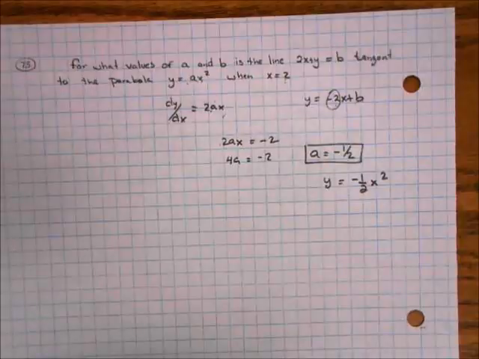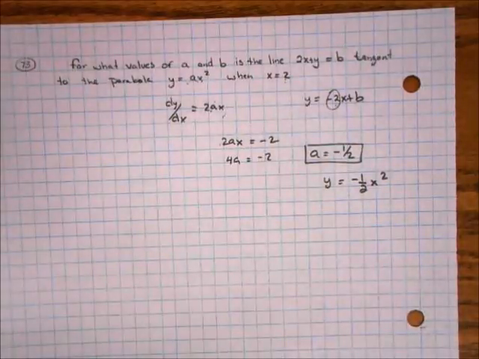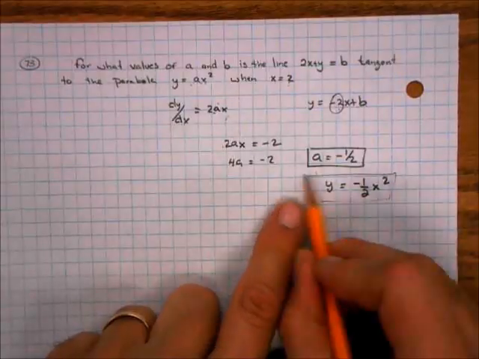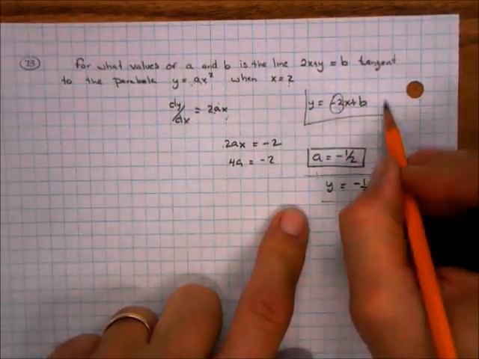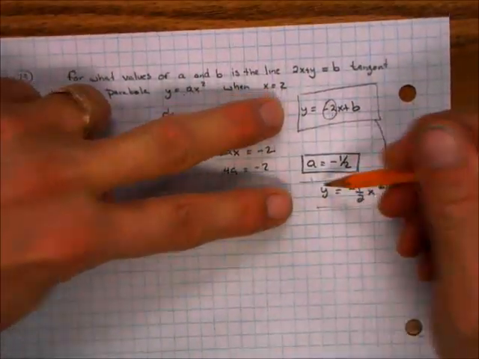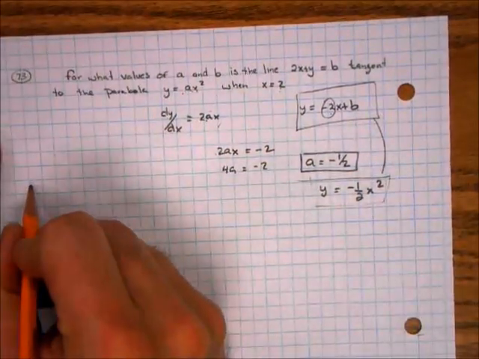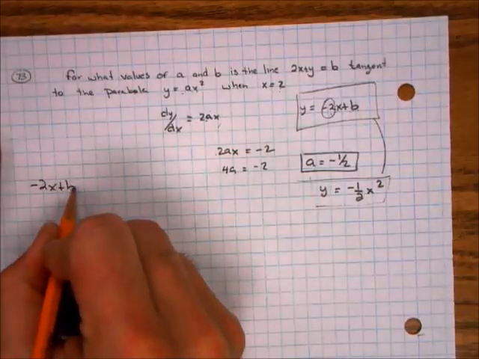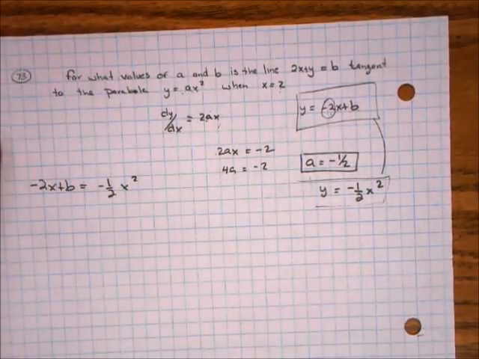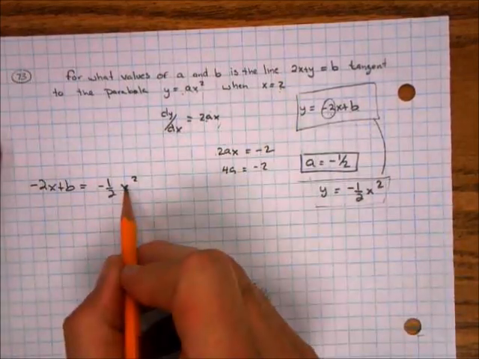Remember the circle with a line going through? That's this now. Okay, we have this function right here, and we have this function right here. If they intersect, their y values are the same, so we can set these equal to each other. Negative 2x plus b is equal to negative 1/2 x squared. But again, they gave us the condition when x equals 2.